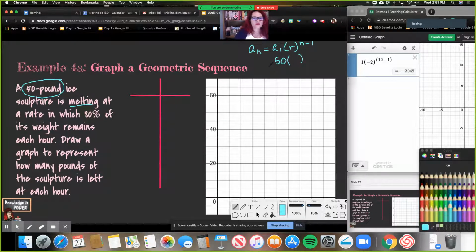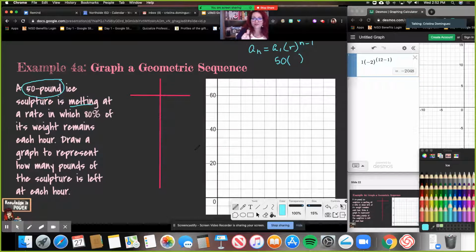Okay. Then it says it's melting at a rate in which 80% of its weight remains each hour. So is this saying that it's decaying at a rate of 80%? Or is it saying that we're multiplying the initial weight by 80%? What do you think? Because that's that subtle little stuff, right? 80%. But it would still be decaying because 20% of its weight is still not there.